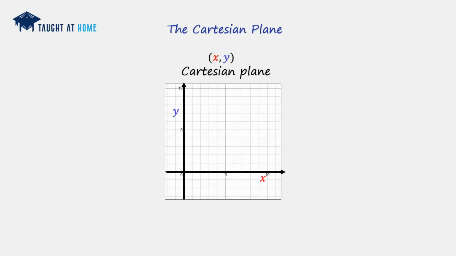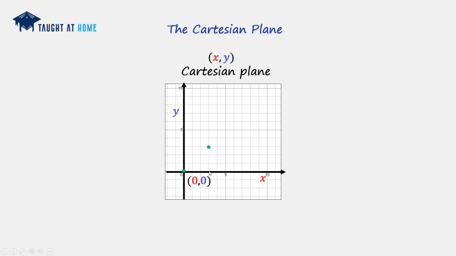Let us remind ourselves of what the Cartesian plane is. The Cartesian plane is a grid like so, which has an x and y axis. So x is the horizontal and y is the vertical. And every point on this grid gives us an x coordinate and a y coordinate. For example, here the x value is 0 and the y value is 0. We call this the origin.